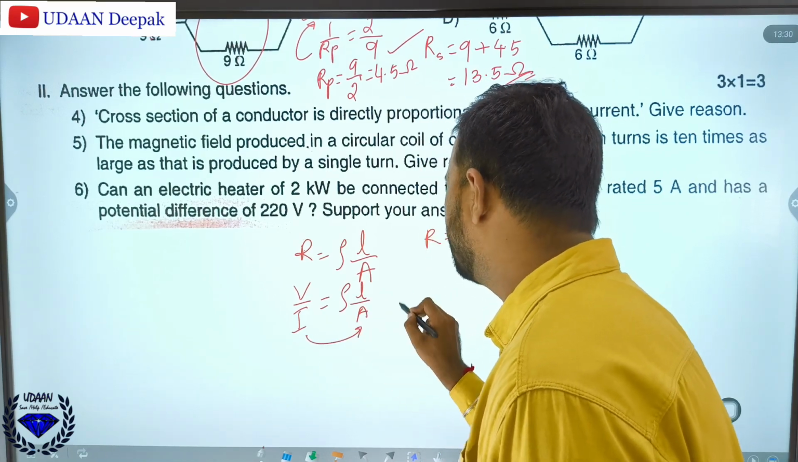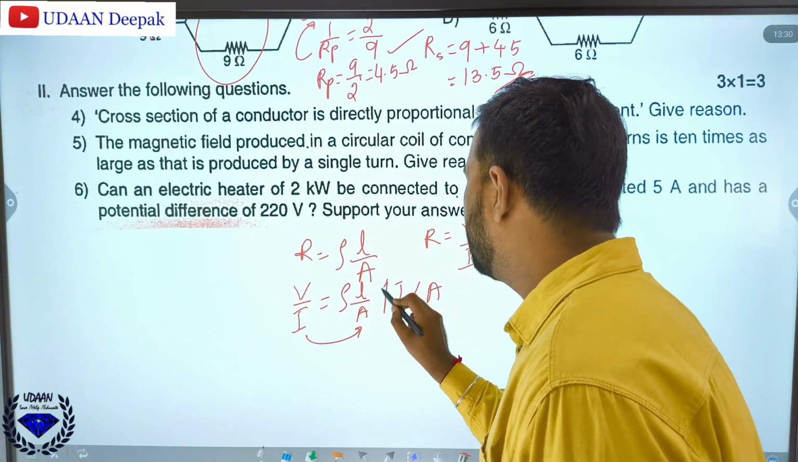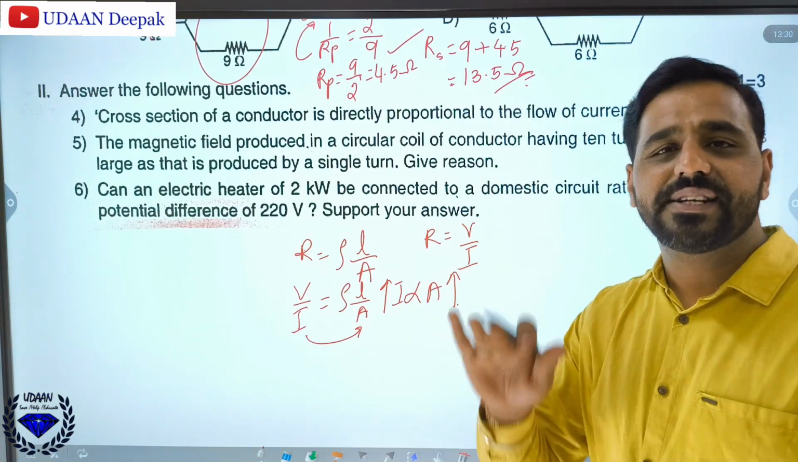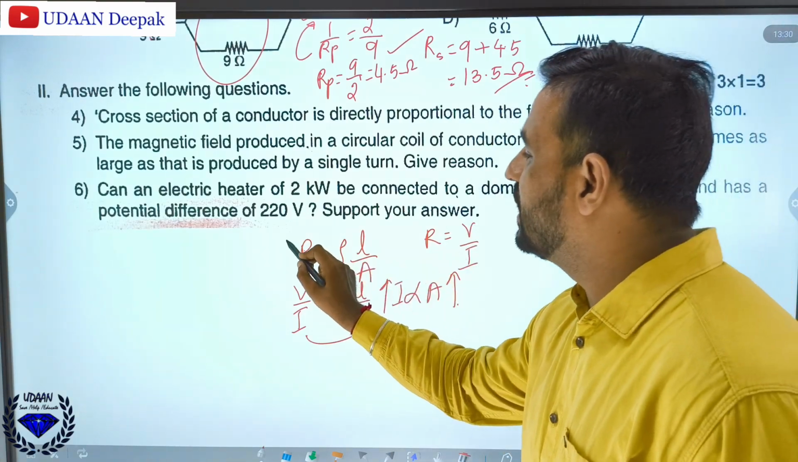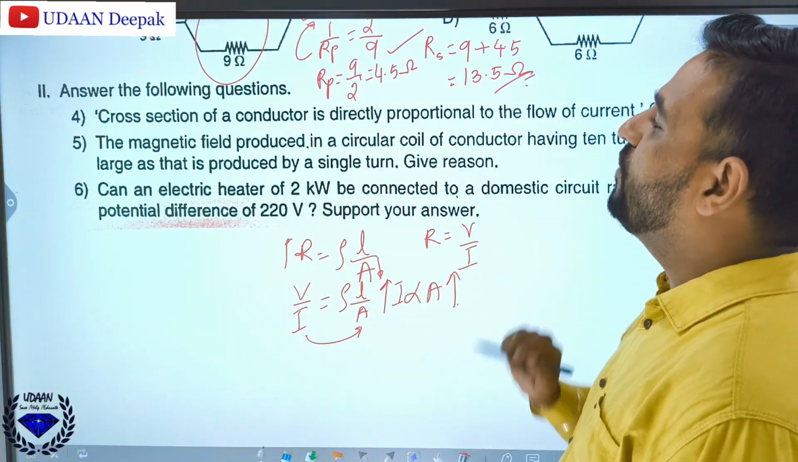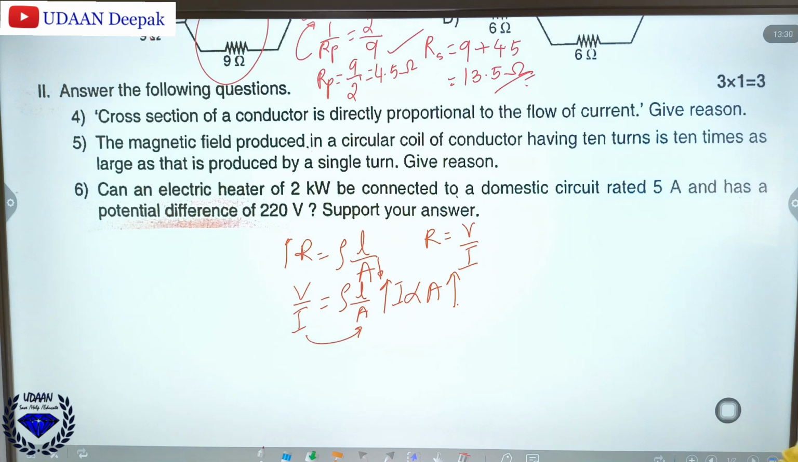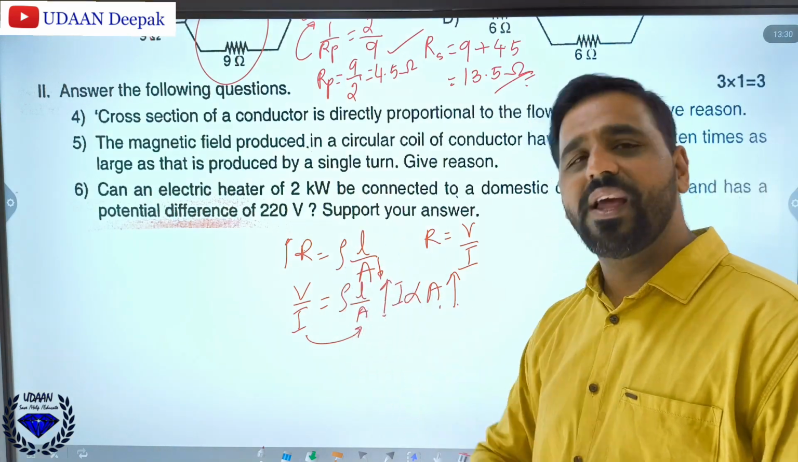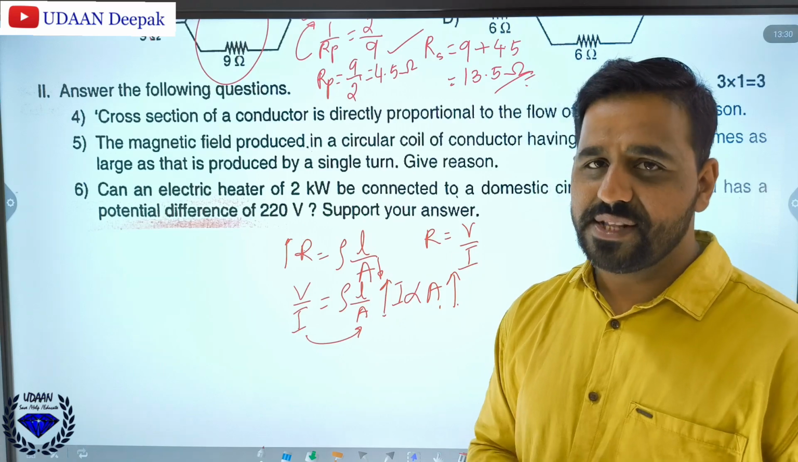Okay. So you know that I is directly proportional to area. If area increases, the current will also increase and resistance will decrease because resistance and area are inversely proportional. So here the cross section of a conductor is directly proportional to the flow of current, because if the area of cross section increases, the current will increase and resistance will decrease. So like this you should write the answer.